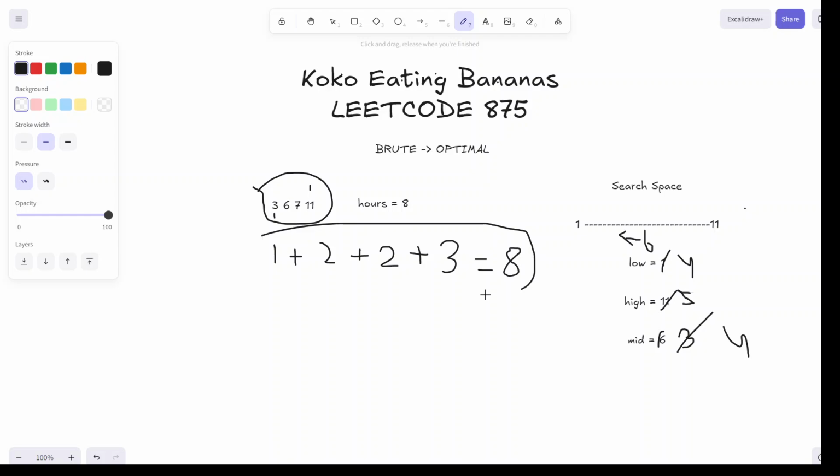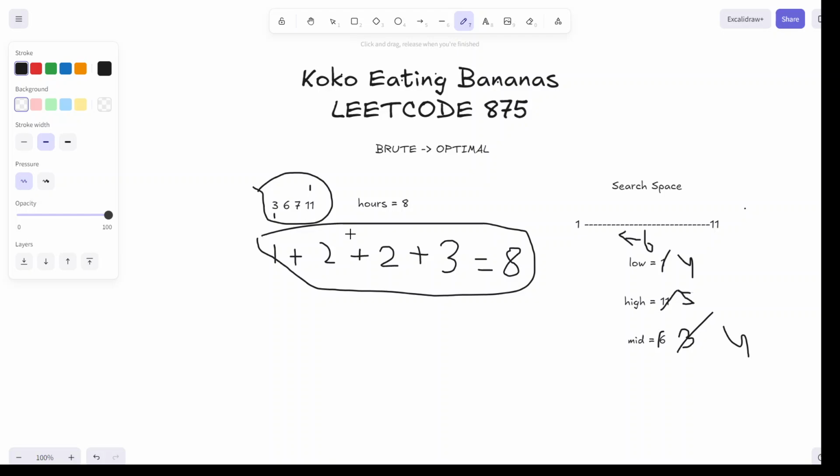We will take care of this in the code part, and you will understand how we are calculating this. We are just taking the number of bananas each pile has and dividing it by the mid, if you are getting the idea. If we are eating 3 bananas per hour, then 3 divided by 3 is 1, and 6 divided by 3 is 2, so it takes 2 hours, and 7 divided by 3 is 2 only, but if there is a remainder then we add 1. It is so easy to code.